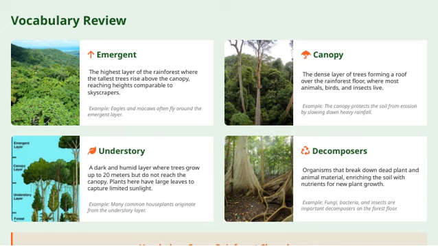Finally, we have decomposers. These are organisms like fungi, bacteria, and insects that break down dead plant and animal material. Their work enriches the soil with nutrients, which helps new plants grow and keeps the rainforest thriving.